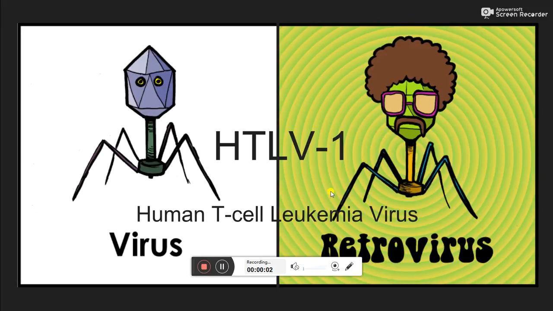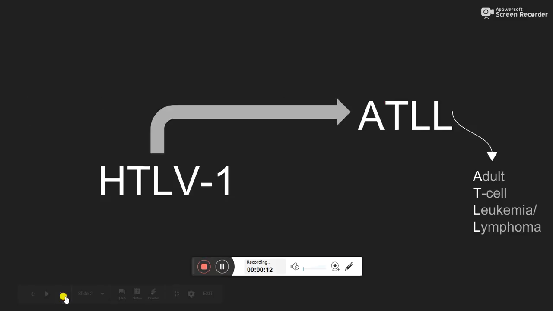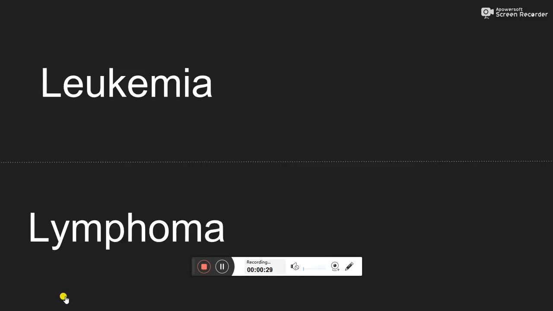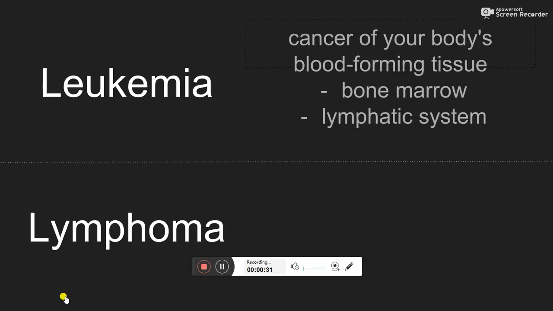HTLV1, the human T-cell leukemia virus. Before I begin, I'd like to point out that HTLV1 and ATLL are two separate diseases. HTLV causes ATLL, or the adult T-cell leukemia lymphoma disease, but ATLL is not the same as HTLV1. The difference between leukemia and lymphoma is seen in where the cancer is. Leukemia is the cancer of the blood-forming tissues, and lymphoma is a cancer in your lymphatic system.